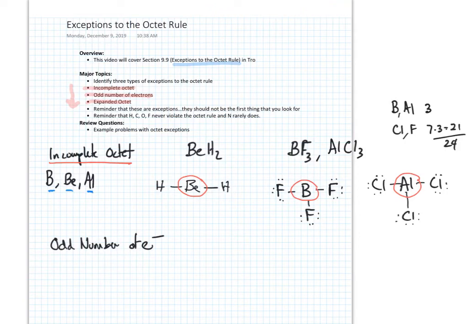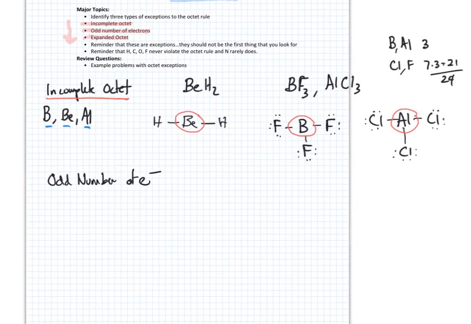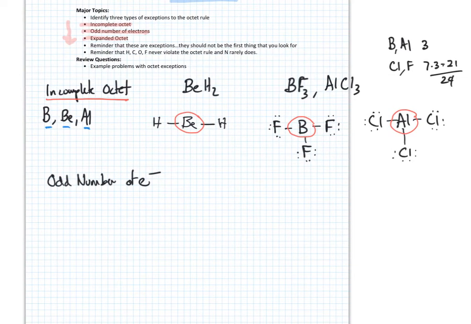You can convince yourself that if you have an odd number of electrons, you cannot make the octet rule work. It's impossible. So if it turns out when you add up all your valence electrons that you have an odd number of electrons, you are going to violate the octet rule. This does not happen very often either. The place, if you're going to see it anywhere, is nitrogen. Sometimes this happens with nitrogen.